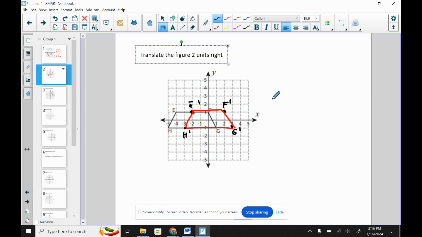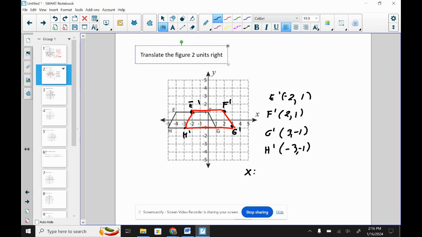So our E went from -4, 1 to -2, 1. Our F, our new F, our F prime, is now +2, 1. Our G prime is now 3, -1. Again, a reminder, when we're graphing points or when we're talking about the coordinate plane, we always do our X first, left, right first, and our Y second, up, down second. So it's -3, -1.